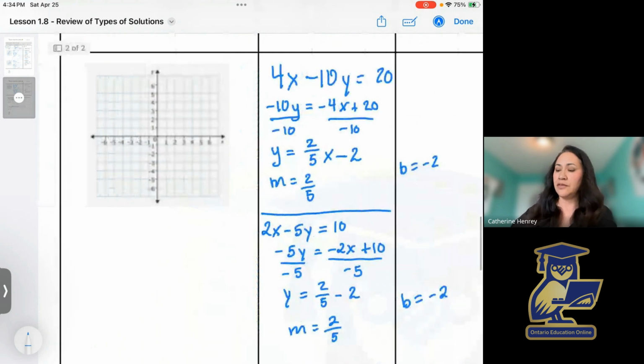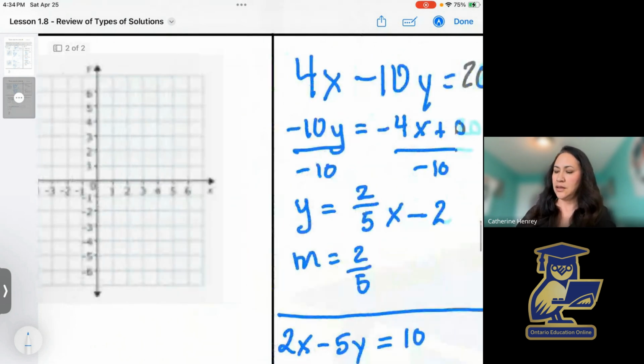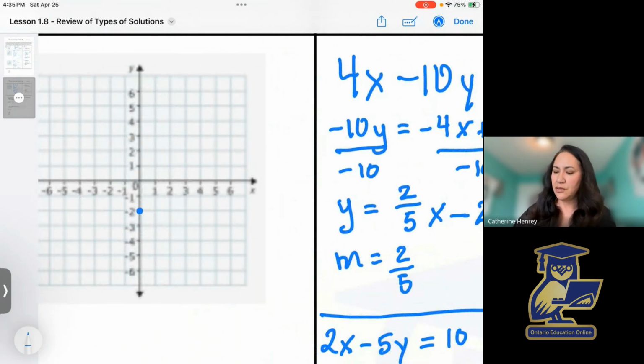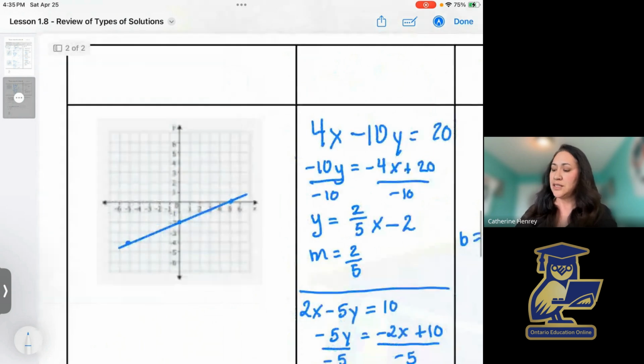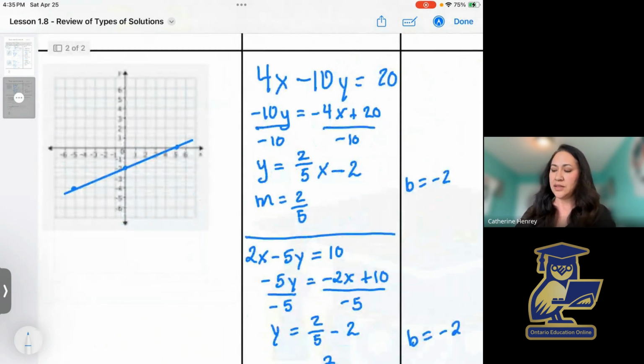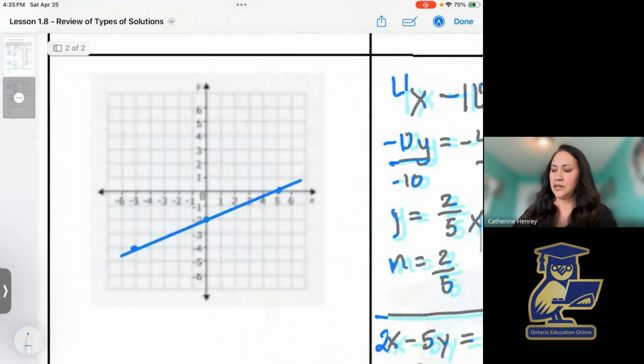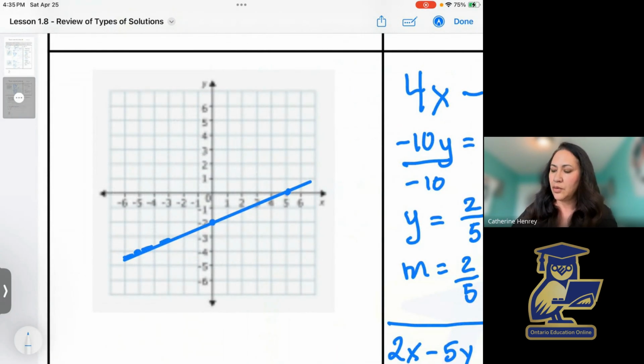So if I go over to the graph again, our intercept is negative 2, so we'll start with that. And our slope is 2 over 5, so up 2 over 5, and go backwards. All right. So here's the line of the first one, but if you notice, the second equation also has the same slope and the same y-intercept. So basically, that second line would lie right on top of this first line.